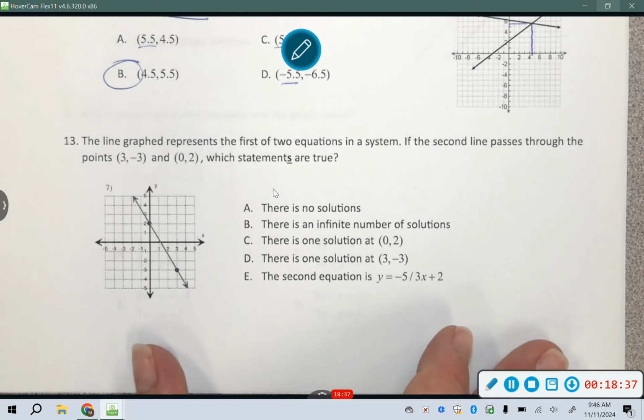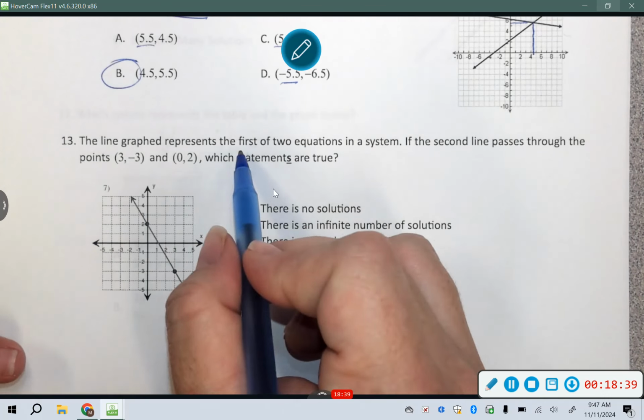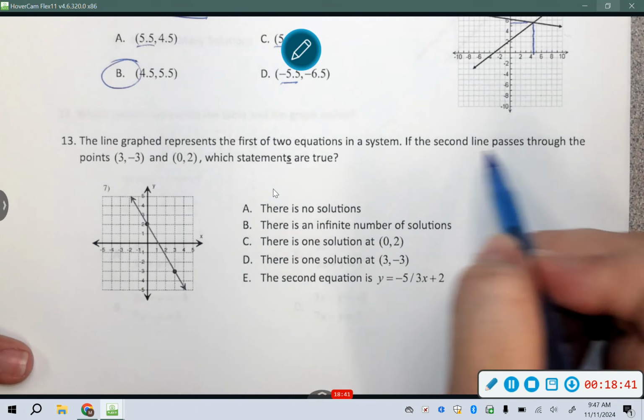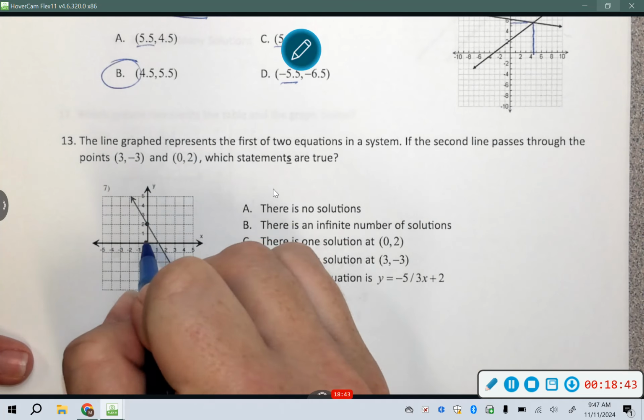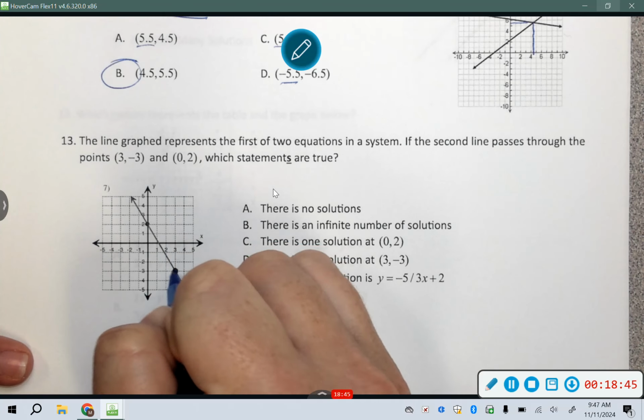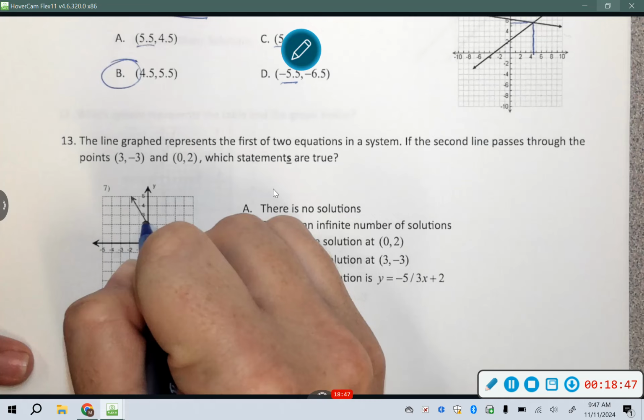Okay, looking at 13, it says the line graphed represents the first of two equations in a system. If the second line passes through the points (3, -3), which is already plotted, and (0, 2), which is also already plotted, what statement is true?